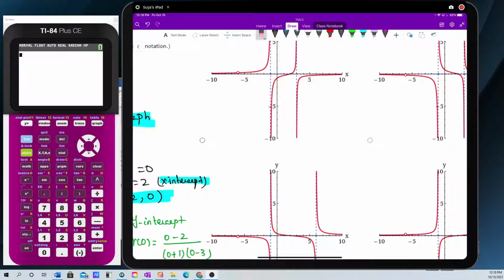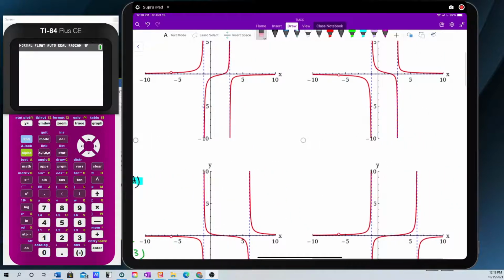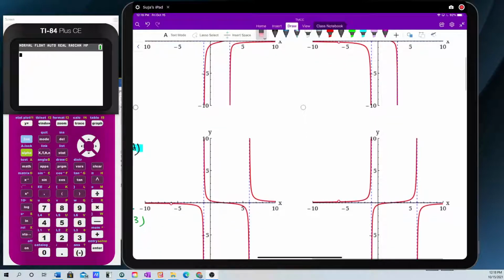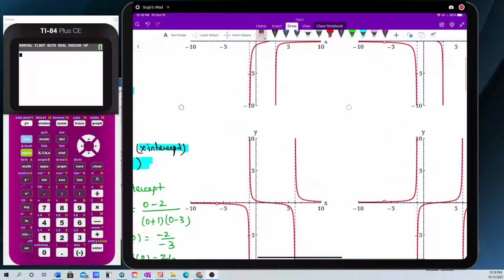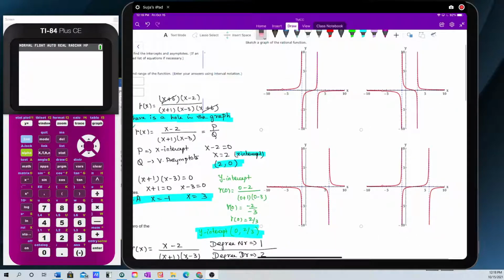This looks like it's going through 2. This looks like it's going through 2. That looks like going through 2, and this also looks like going through 2. So that's not going to help me much.